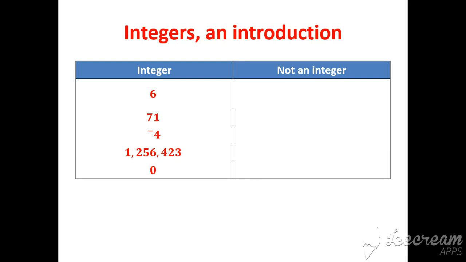Now we're going to come up with a list on the right, which are not integers. And notice they are all fractions or decimal values. They can be negative or positive, but they're not whole numbers.